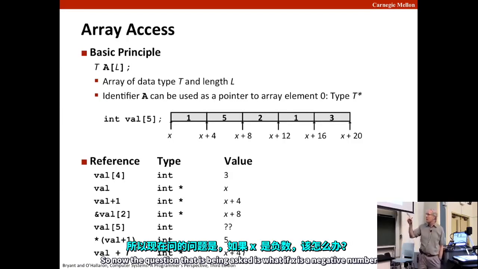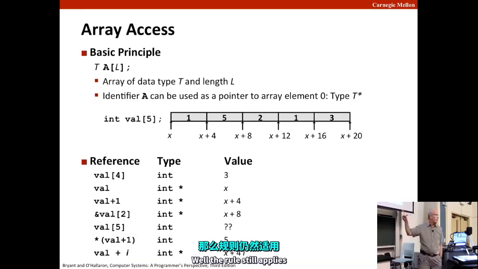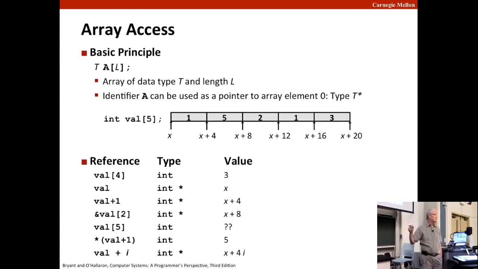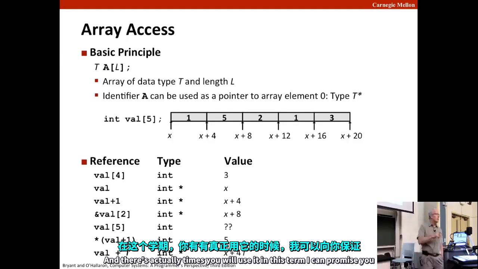So now the question that is being asked is, what if X is a negative number? Well, the rule still applies. It's just that the final result will be less than IP instead of greater than IP. But it's totally valid C. And there's actually times you will use it in this term, I can promise you.